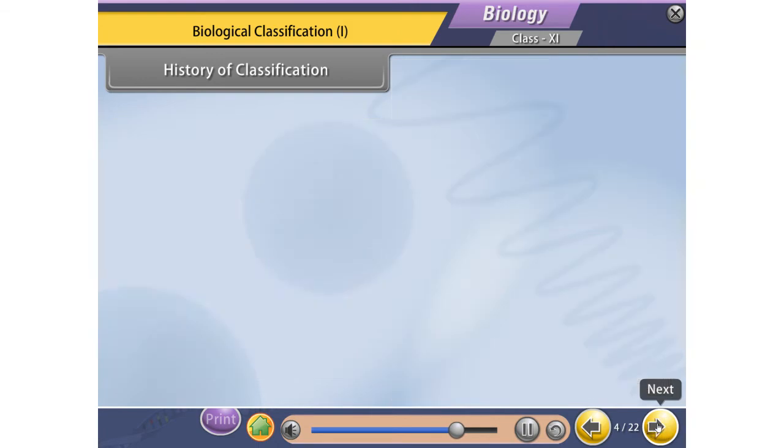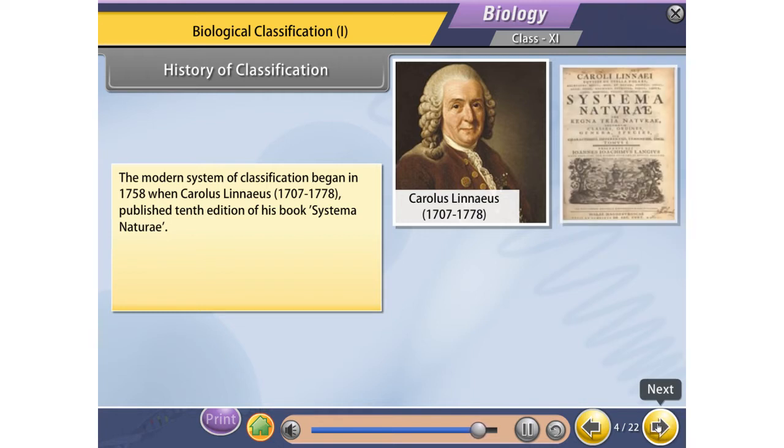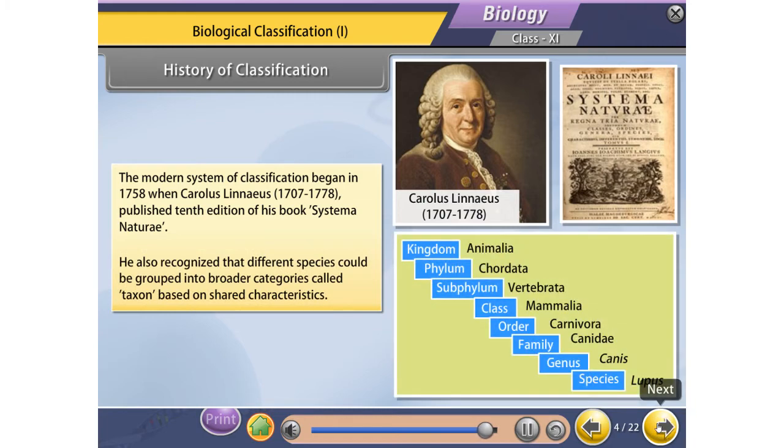The modern system of classification began in 1758 when Carolus Linnaeus, 1707 to 1778, published the 10th edition of his book Systema Naturae. He also recognized that different species could be grouped into broader categories called taxa based on shared characteristics.